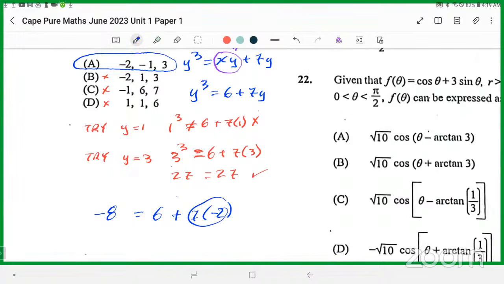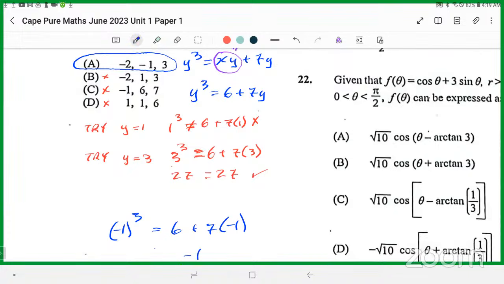That's -14 plus 6. And the -1 would work because you would get -1 cubed equals 6 and 7 times -1. 7 times -1. That will give you -1 equals -1. So, right, the answer is A.